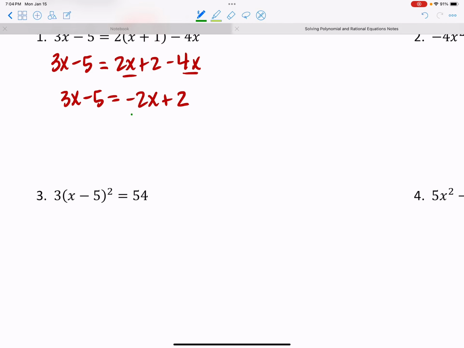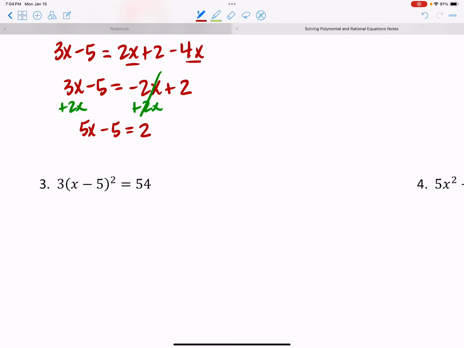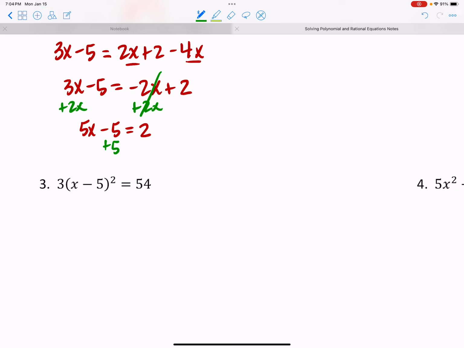I'm going to go ahead and add 2x to both sides to combine those like terms. And then that's going to give me 2 and 3 makes 5x. So 5x minus 5 equal to 2. And now I'm actually at the point where I'm ready to solve and use inverse operations. So let me go ahead and add 5 to both sides. That's going to give me 5x now. I'm running out of space. 5x equal to the 2 and 5 makes 7.